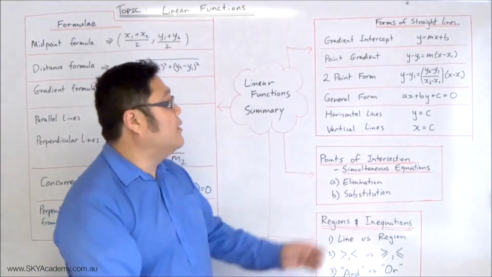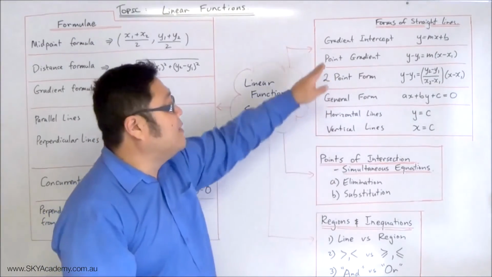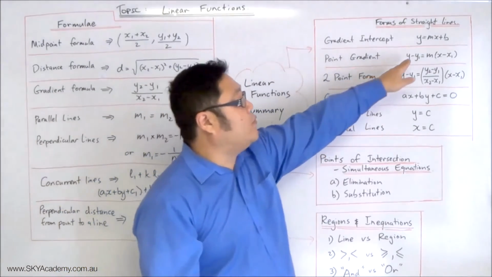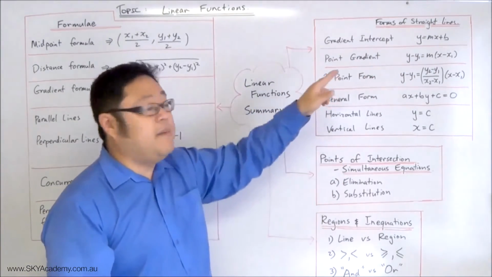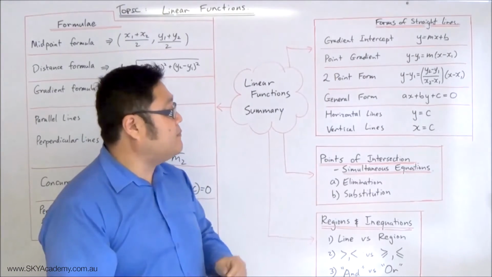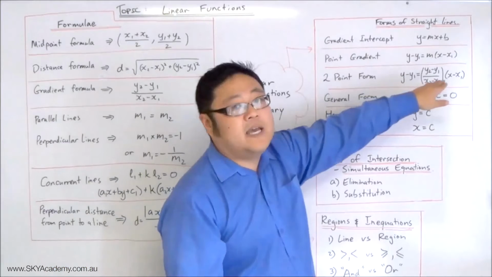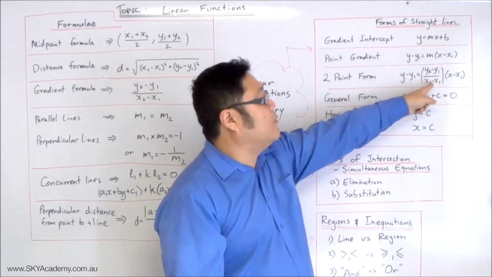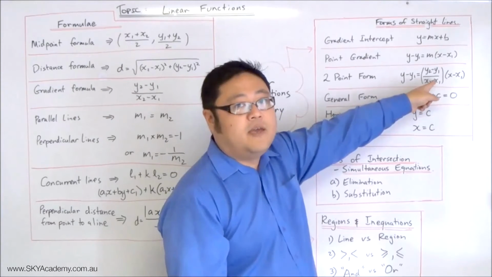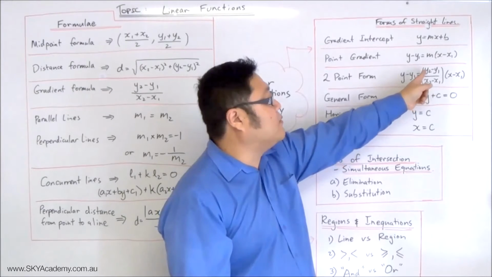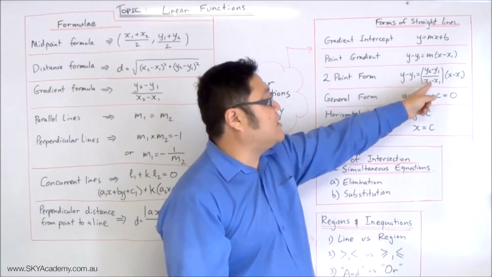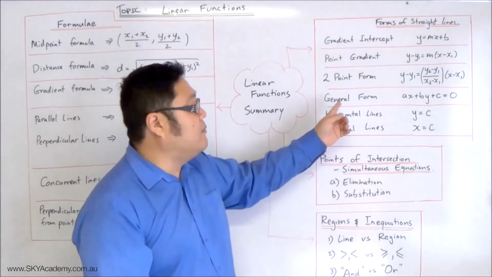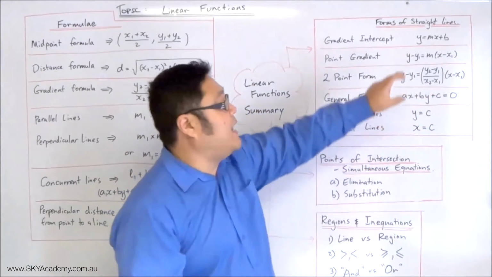We also went through the different forms of a straight line: the gradient intercept form, which is y equals mx plus b; the point gradient form, which is y minus y1 equals m times x minus x1; the two-point form, which is exactly the same as the point gradient form, except that we substituted the formula for the gradient for m. So it's y minus y1 equals y2 minus y1 over x2 minus x1, in brackets, times x minus x1. And the general form, which is ax plus by plus c.